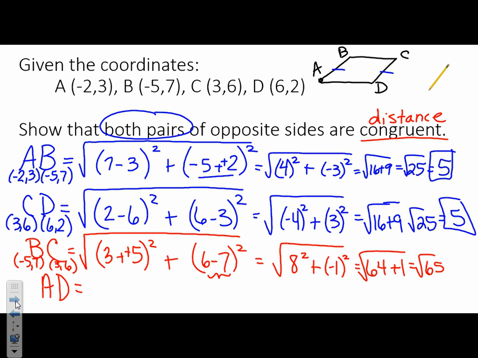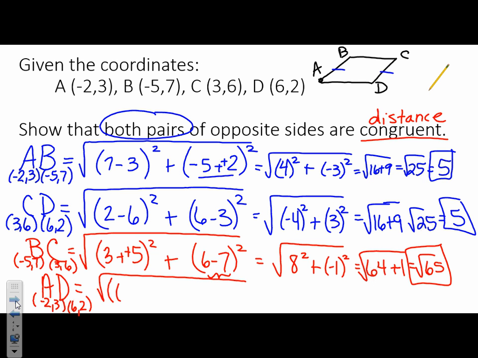Can 65 be simplified? Can we divide a 9 out of it, a 16 out of it, anything like that? The answer would be no, so we'll leave it as the square root of 65. Then we'll look at A to D now. Negative 2, 3, 6, 2. Let's do the same thing and make sure, hopefully, it's the same as the square root of 65.